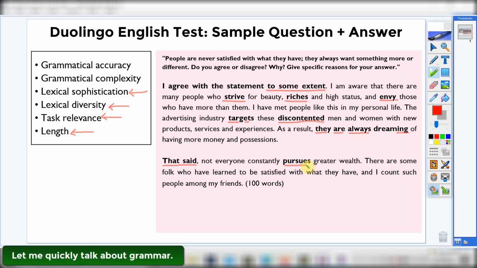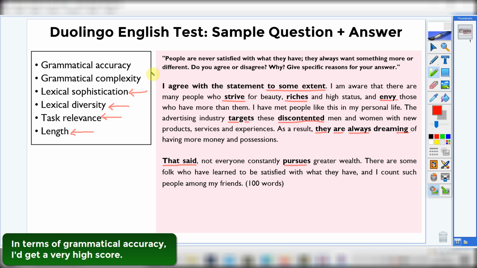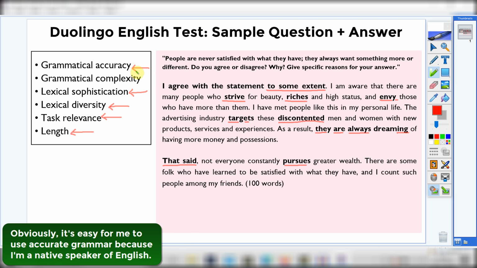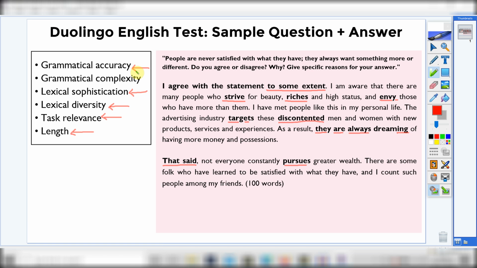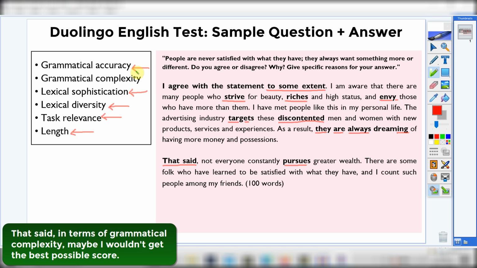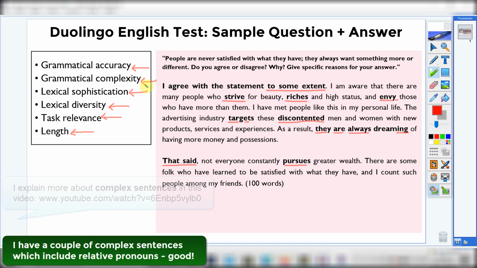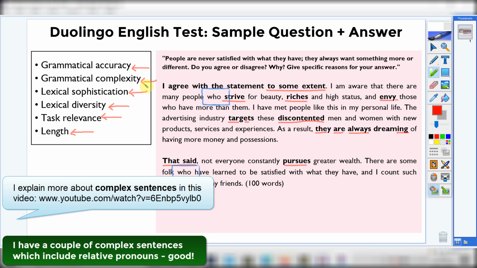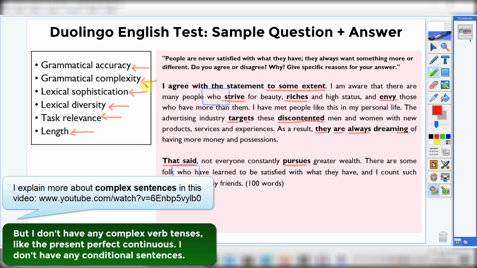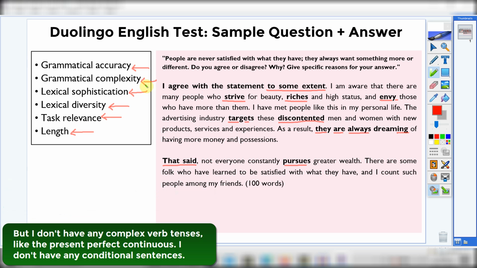Let me quickly talk about grammar. In terms of grammatical accuracy, I'd get a very high score. Obviously, it's easy for me to use accurate grammar because I'm a native speaker of English. That said, in terms of grammatical complexity, maybe I wouldn't get the best possible score. I have a couple of complex sentences which include relative pronouns. Good. But I don't have any complex verb tenses like the present perfect continuous. I don't have any conditional sentences.